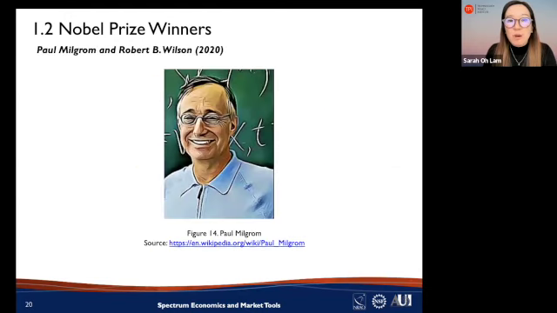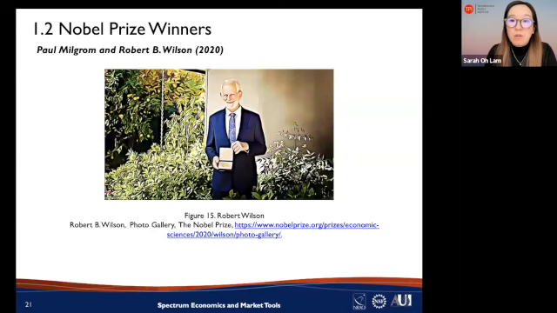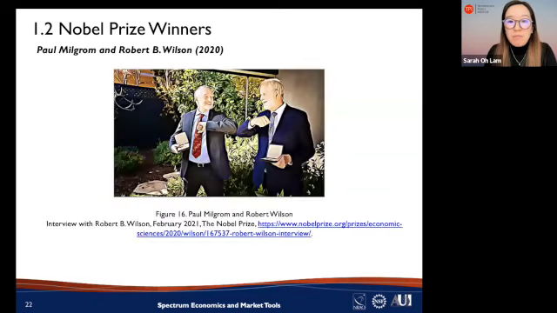So first we have Paul Milgrom and Robert Wilson, who were awarded economics prizes in 2020. They are both Stanford professors at the Stanford Department of Economics. Here's a picture of Robert B. Wilson with his Nobel Prize. And here are the two enjoying a fist bump or elbow bump for their prizes.